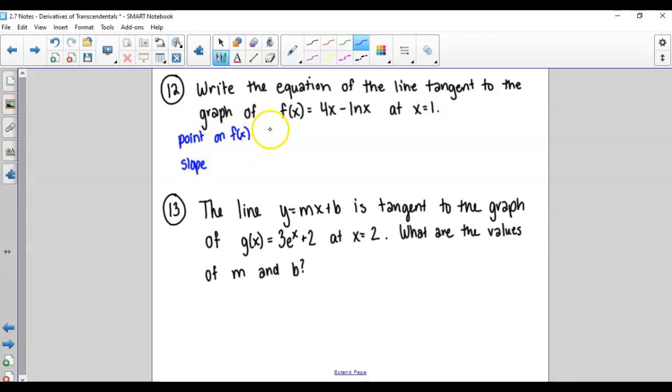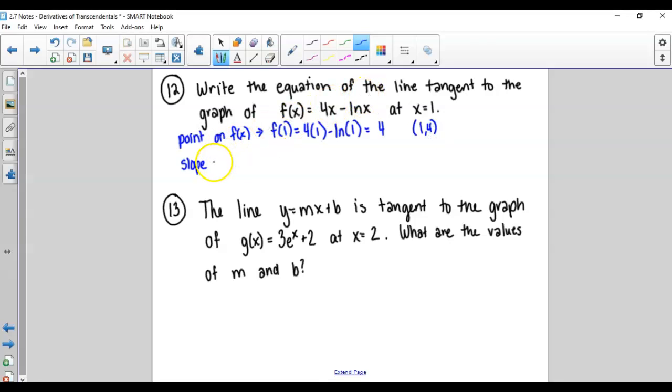And so the point on f of x, this is going to be f of 1. And so we're just plugging 1 into our original equation. 4 times 1 minus natural log of 1. And the natural log of 1 is 0. So that's one that you want to make sure that you know. So you're just getting 4 right here. So that tells us that we're looking at the point (1, 4). That's our point on f of x.